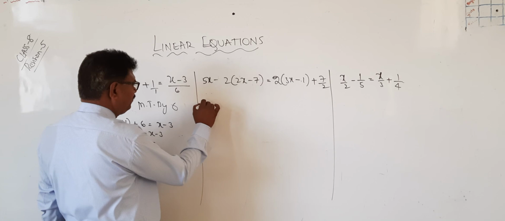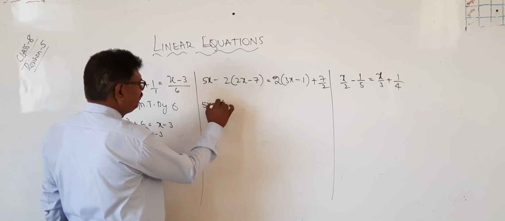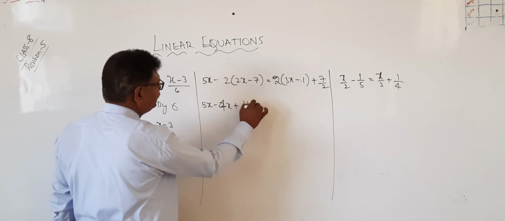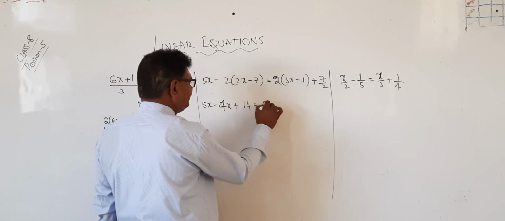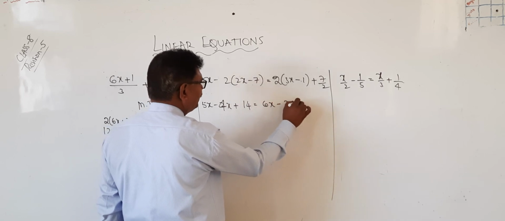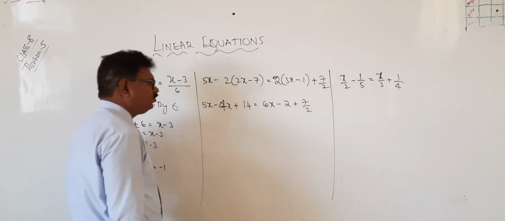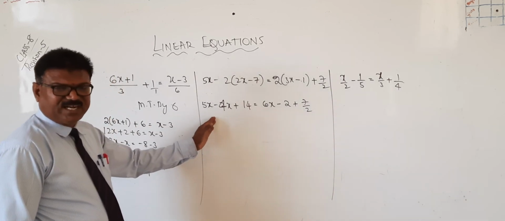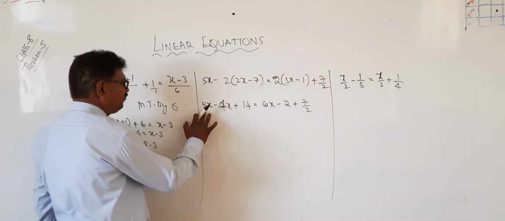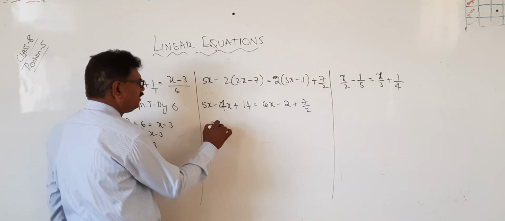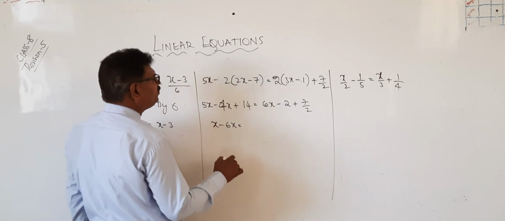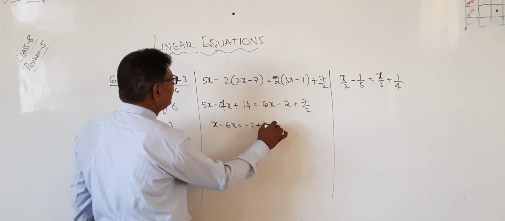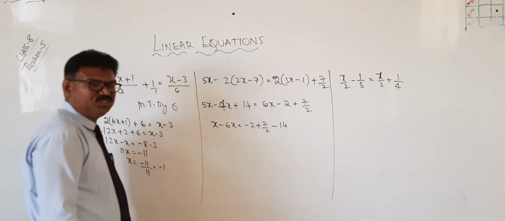Next one, 5x minus 4x plus 2, 4 7s are 14, is equal to 2 into 3 is 6x minus 2 plus 7 by 2. Now you can separate all the variables on one side and numbers on the other side. No problem. 5x minus 4x is x, minus 6x is equal to minus 2 plus 7 by 2, and it is nothing but equal to minus 40.